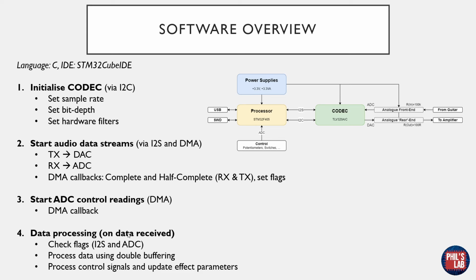So once we have data received via these callbacks and flags, we need to check the flags, and it's the I²S and ADC streams. We will process the data using what is known as double buffer. We'll look at briefly what that is in a second. Then we need to process the control signals to change our effect parameters, and that's pretty much it.